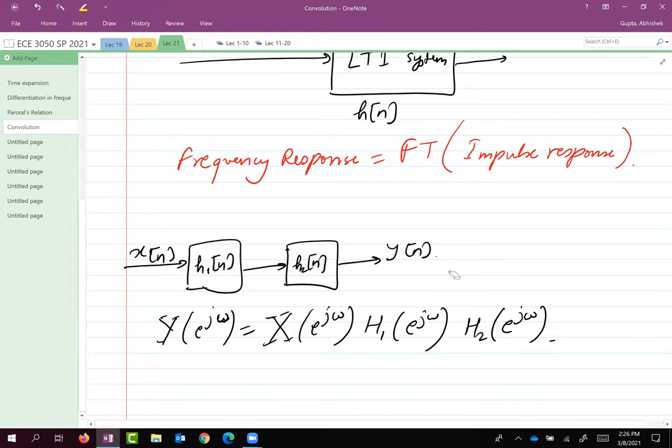And that's because Y of n is equal to X of n convolution H1 of n convolution H2 of n. So if it was 1790 and you were looking into these LTI system equations in 1790 AD, you will have to actually do the convolution in order to compute the output.